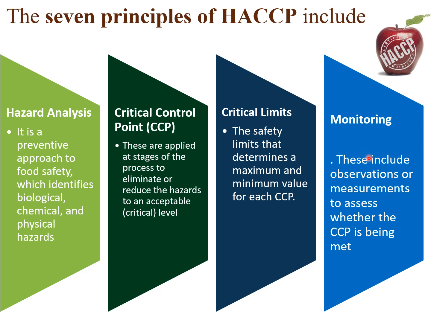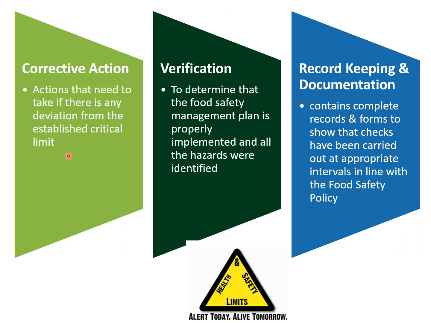The next one is monitoring. This again includes observation, measurement, or assessment of whether the critical control points are being met. So we have to take the samples, test them, and then see if they are within the CCP limits. After monitoring comes corrective action. These are the actions to be taken if there is any deviation in the CCPs. If the limits have been exceeded, then definitely they have to eliminate the sample or do something with it. The next one is verification. This is to determine that the food safety management plan is properly being implemented and that all the hazards were identified.